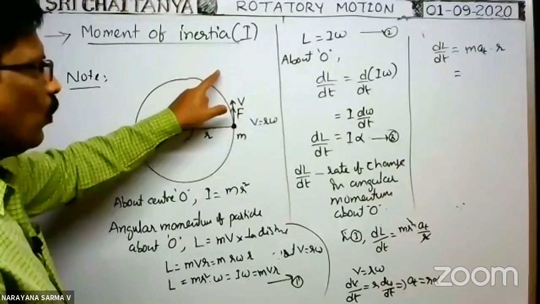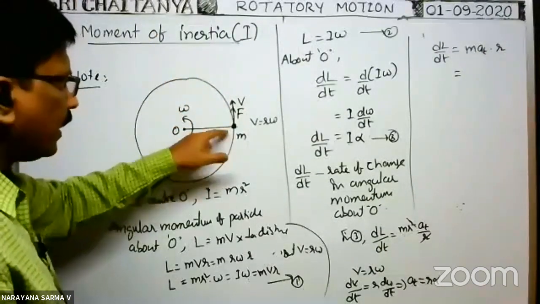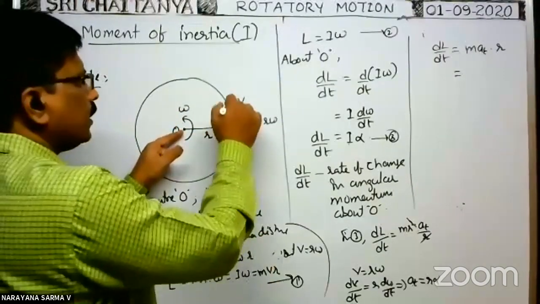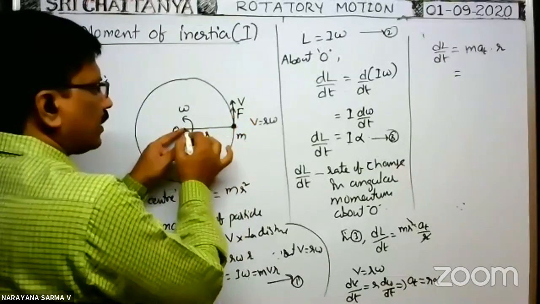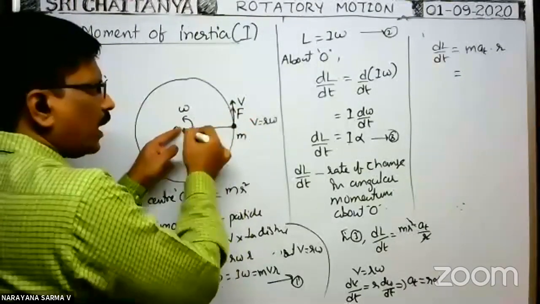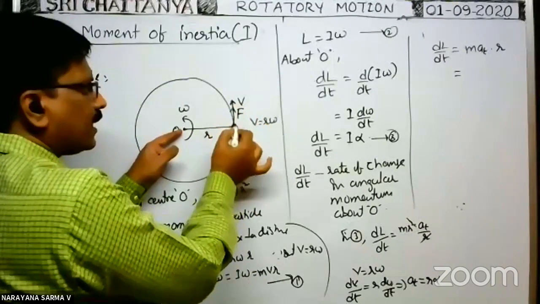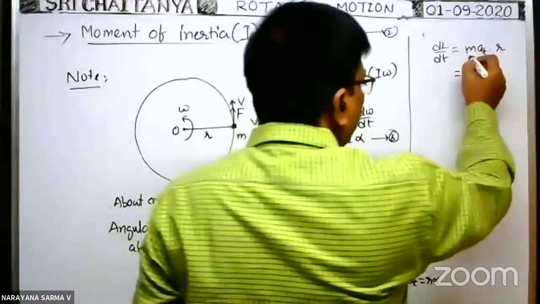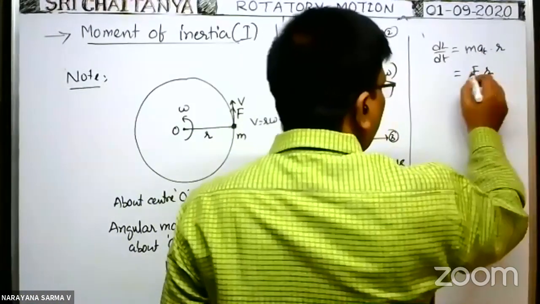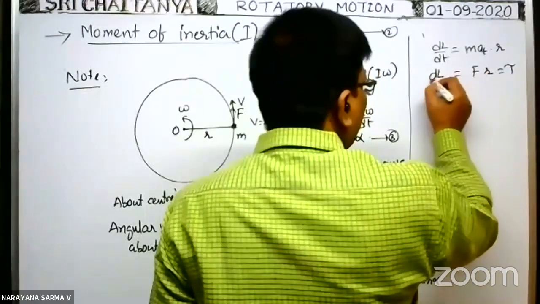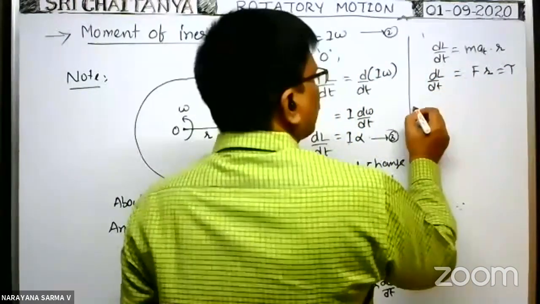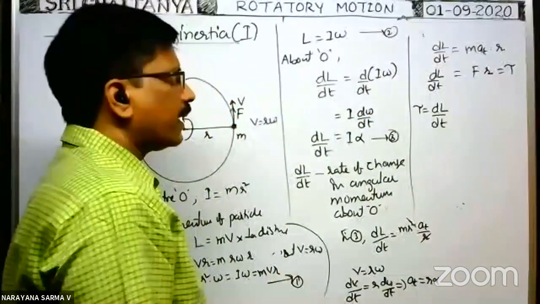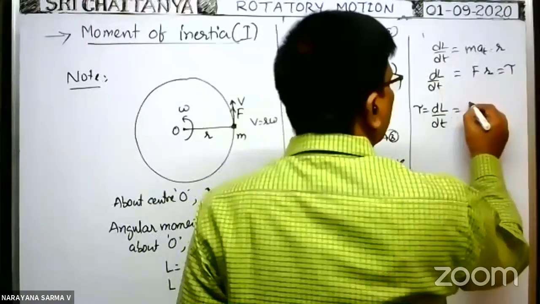Then what is the torque acting on this particle about this point? Force into perpendicular distance. F into r, because this F is along the tangential direction and r is the perpendicular distance. That's why F into r is the torque acting on the particle about this point. So m into at is the F, and F into r is the torque. That's why dL by dt is equal to torque only. Torque tau is equal to the rate of change in the angular momentum of a particle, which is equal to I alpha.